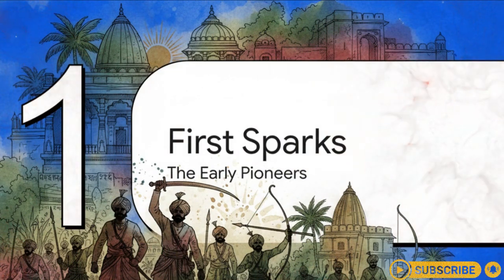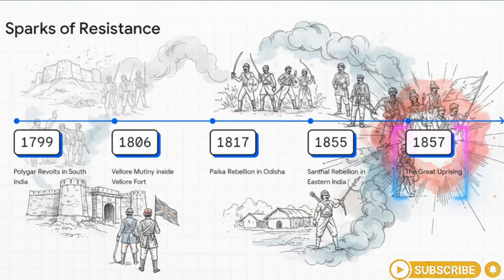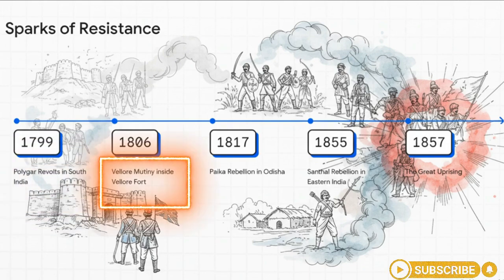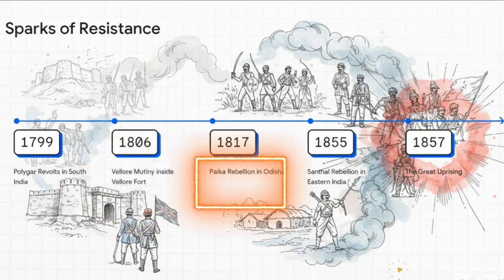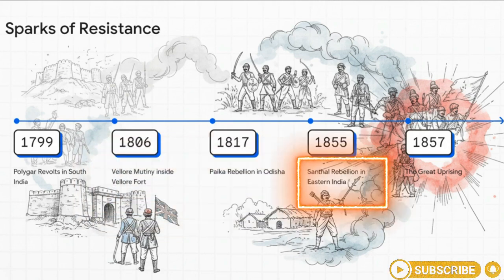Let's look at the warriors who stood up against colonial expansion early on. Tracking this chronologically, 1857 wasn't some sudden, isolated event out of nowhere. It was literally the culmination of revolts building massive momentum for over half a century. You go from the Polygar revolts in 1799, right into the Vellore Mutiny in 1806, then the Paika Rebellion of 1817, and the huge Santhal Rebellion in 1855, which brings you right to the doorstep of the Great Uprising.